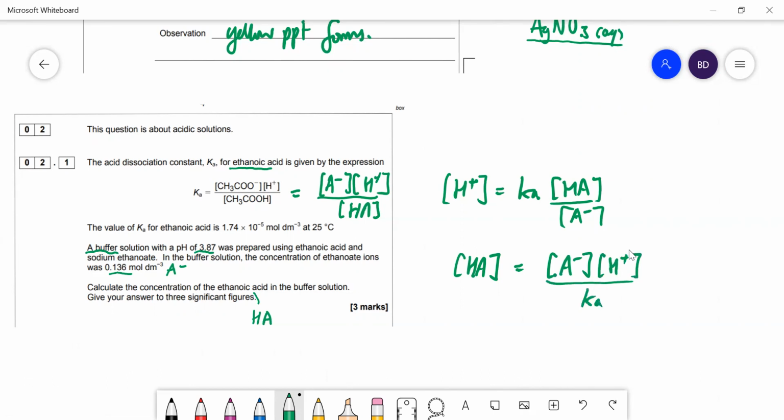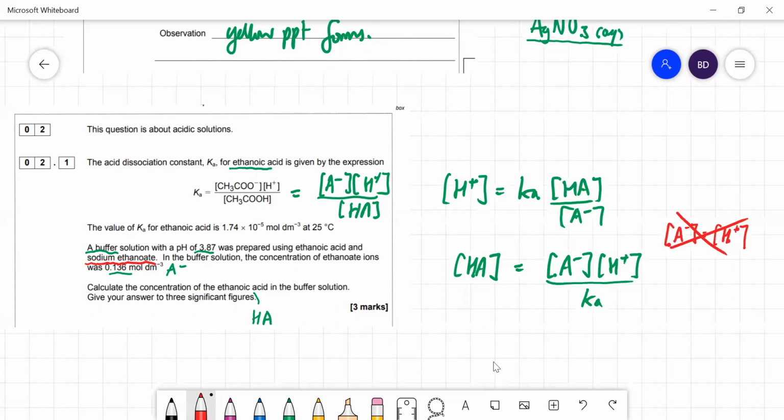Now, don't fall into the trap of thinking that the A- concentration is equal to H plus, and calling that H plus squared. That's not true in this case. That's only true when you've got a weak acid that you haven't added some sodium ethanoate to. We've added a load of A- in this case, so H plus is not going to be equal to that. So don't fall into that trap. You can't use that this time. Okay, so HA, let's put the numbers in.